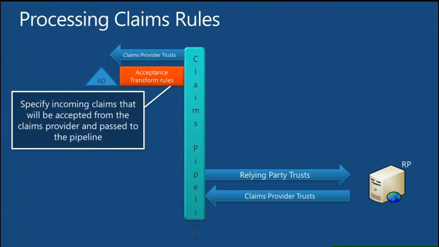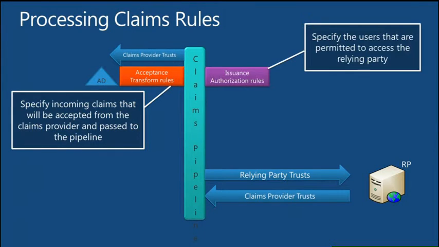And what happens is we will process claims coming in, and they're referred to as acceptance transform rules. So what do we take in from that other party? That will then go in the claims pipeline. We'll then process the claims in the claims pipeline, and then make a decision as to whether we are going to issue a token, all right? And that's in the permit and deny and the issuance authorization rules.